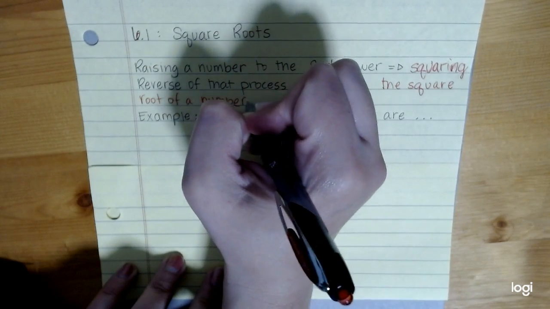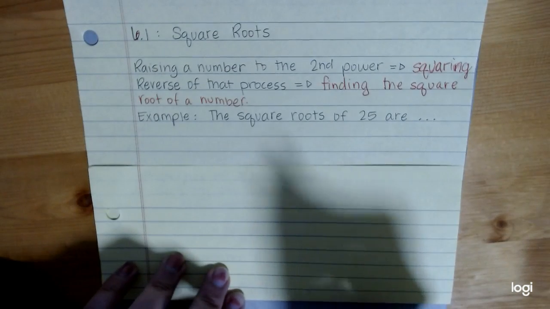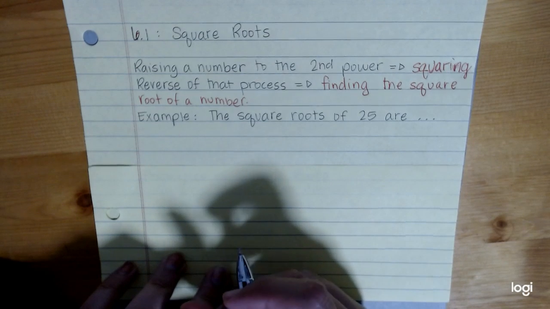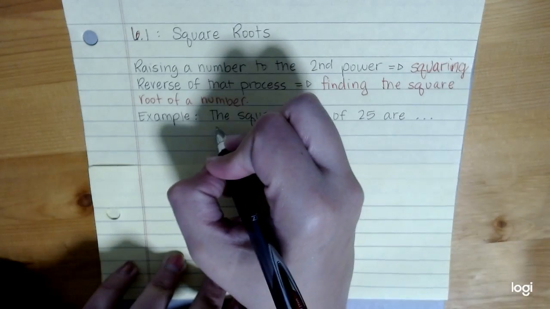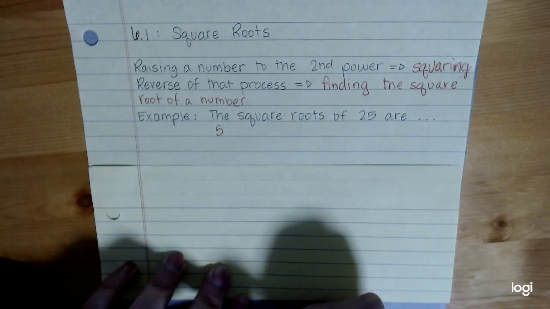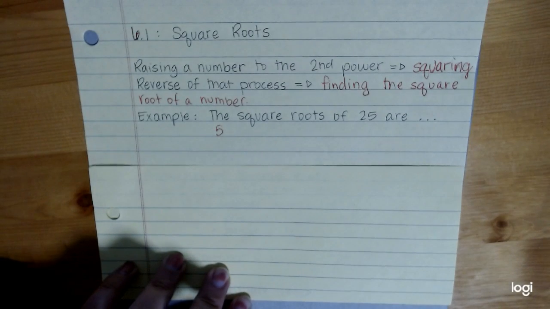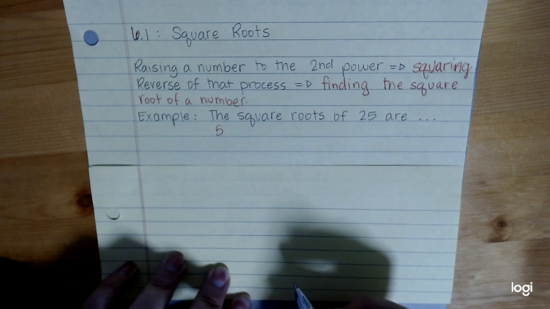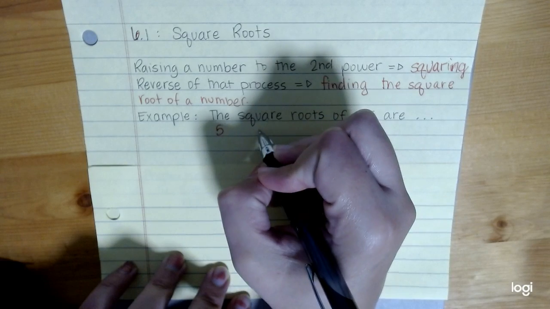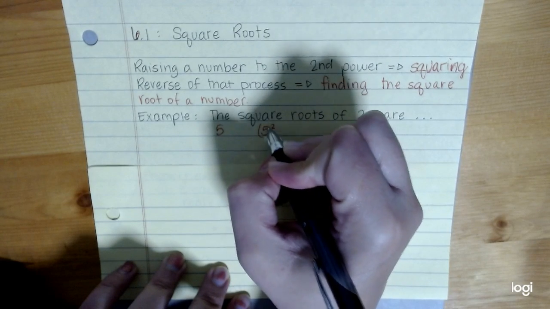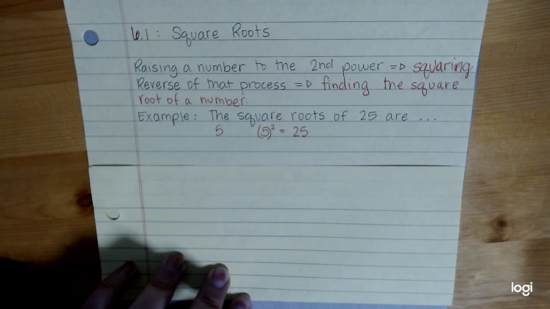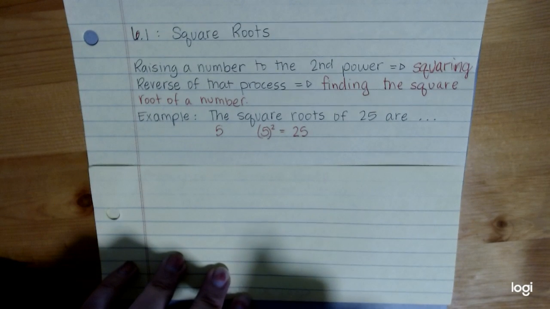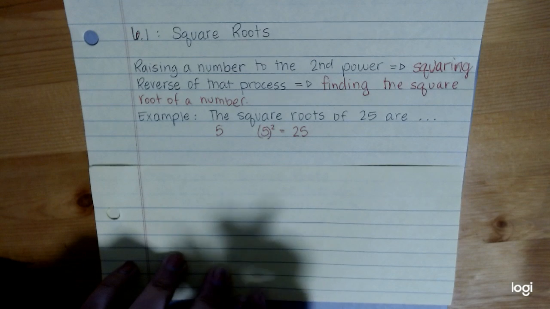So for example, if I asked you what the square roots of 25 were, you might come up with one pretty quick. You would probably come up with 5 first. So 5 is a square root of 25 because 5 squared has a value of 25.